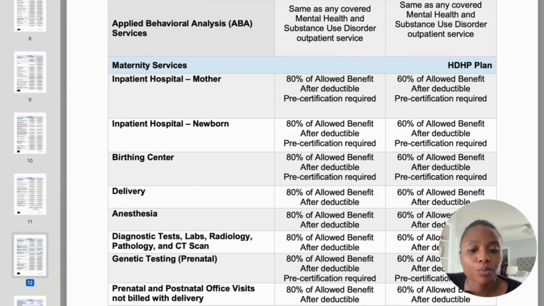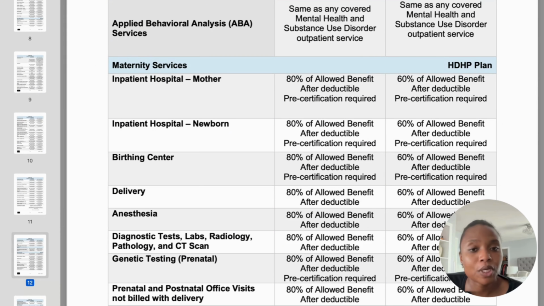And if we were to interpret, for example, how much you'll be responsible for paying for birthing classes, well, if you receive them in network, the plan pays for 80% of the allowed benefit after your deductible, meaning that you're responsible for 20% of the allowed benefit after you meet your deductible, or you have a 20% coinsurance. And if you were to get these birthing classes done out of network, then the plan would pay for 60% of the allowed benefit after you meet your deductible, and you'd be responsible for 40%.